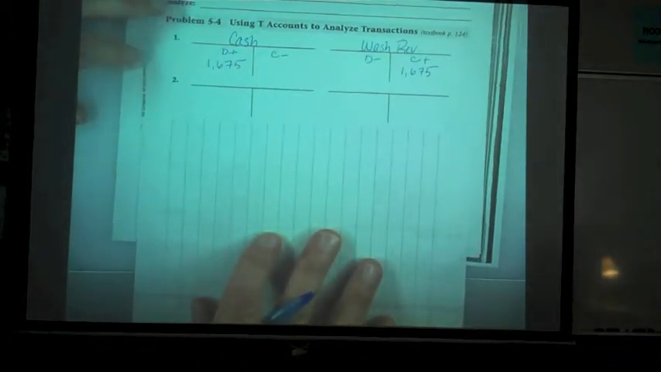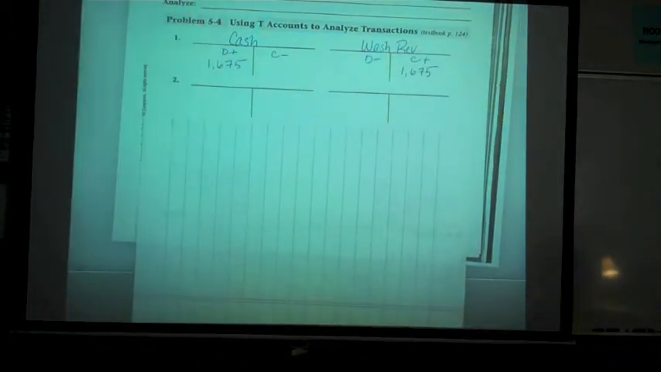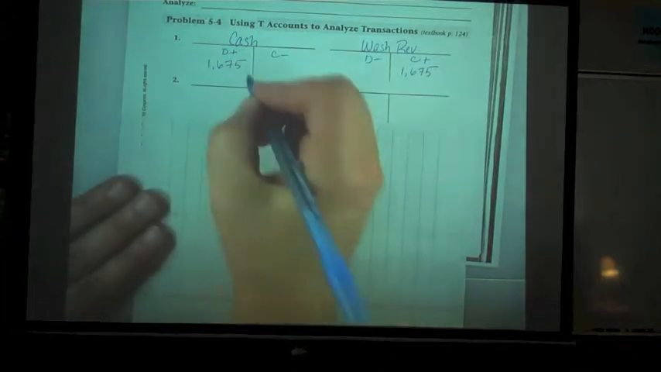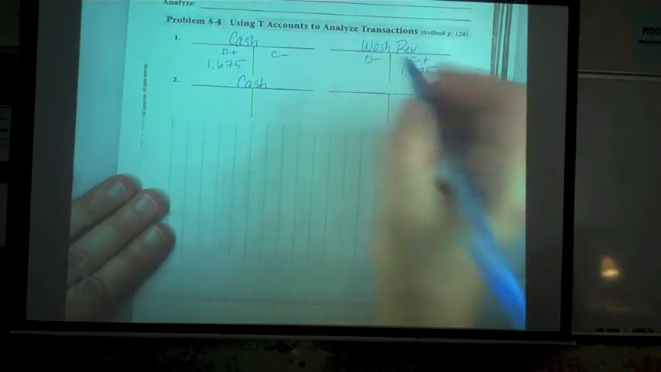We're going to do number 2 together, and then I'm going to have you do number 3 and 4 on your own. Pay the monthly rent of $450 by writing check 112. Once again, go back to page 124 and look at the accounts. What two accounts are going to be affected? You should have identified cash and rent expense.